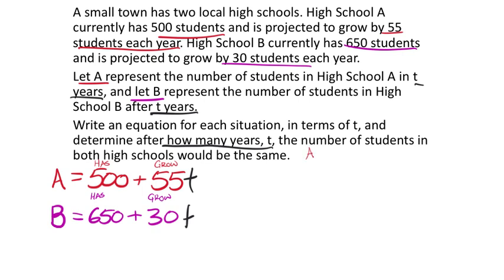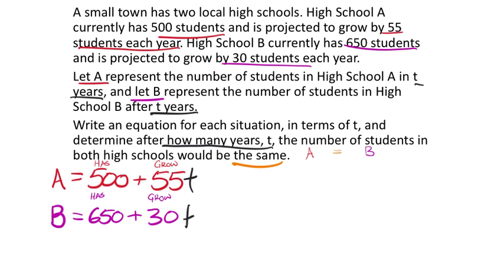We have high school A students, and then we're going to compare that to high school B students. What we want to know is when they are the same, and the same would indicate that the number of students in both high schools would be equal. Okay, so I just got an equal sign between A and B there. A being the number of students in high school A, B is the number of students in high school B. Well, we have equations to represent those, right? A equals 500 plus 55t.